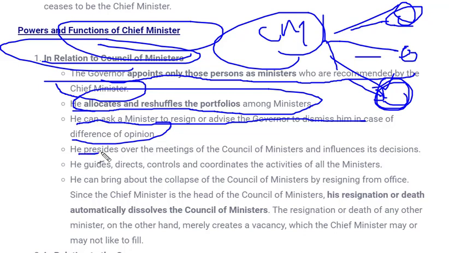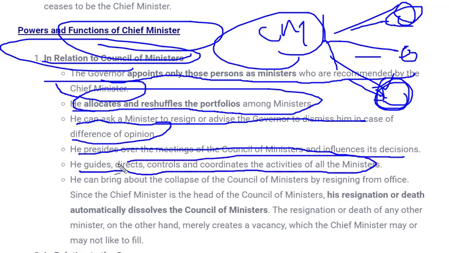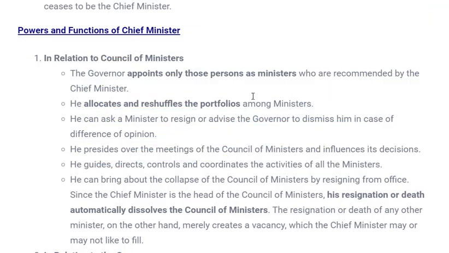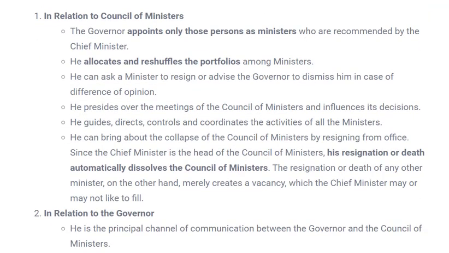Next, he presides over the meeting of the council of ministers and influences its decisions. That means he is the head. Of course, if someone is head of any group or any family or any place, influence would be his. Next, he guides, directs, controls and coordinates the activities of all ministers. Of course, he is the head of the ministers, so he is responsible for governance or whatever activities are taking place by his ministers. The chief minister is responsible for everything. Next, he can bring about the collapse of the council of ministers by resigning from office.